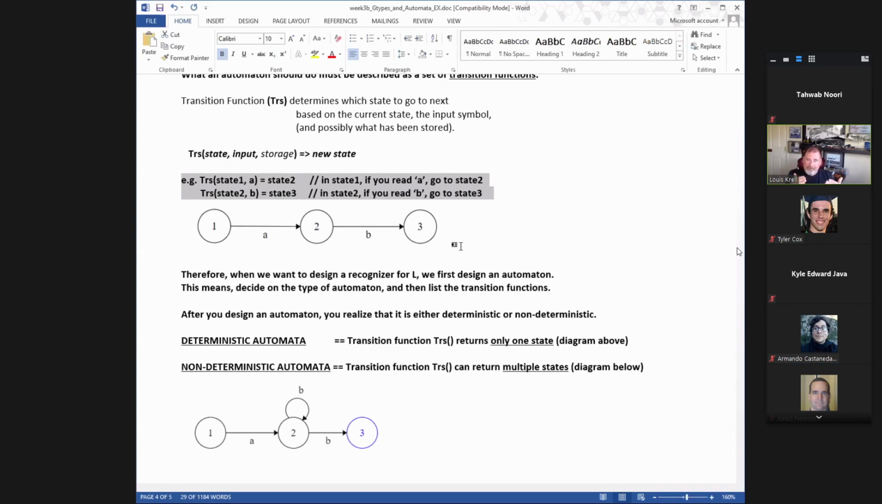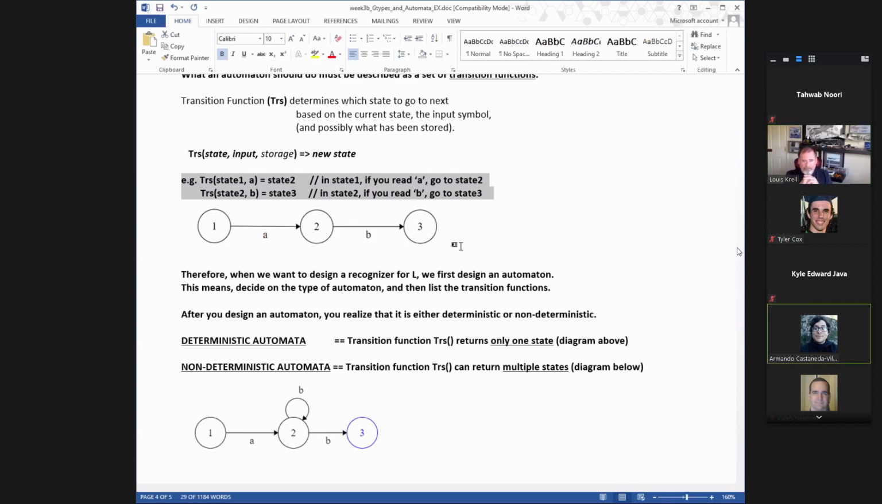The one above is deterministic because you can only get somewhere from state 1 on an A, and you can only get somewhere from state 2 on a B. You can't get to multiple places. So the moment you can get to multiple places on the same character, that's what makes it non-deterministic. Any questions on that?